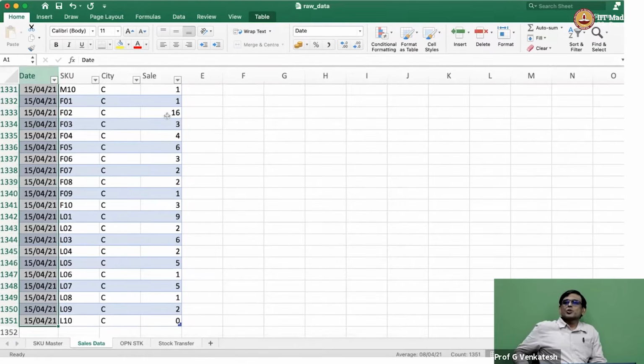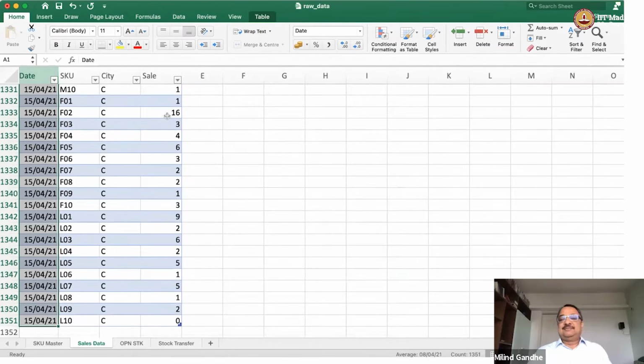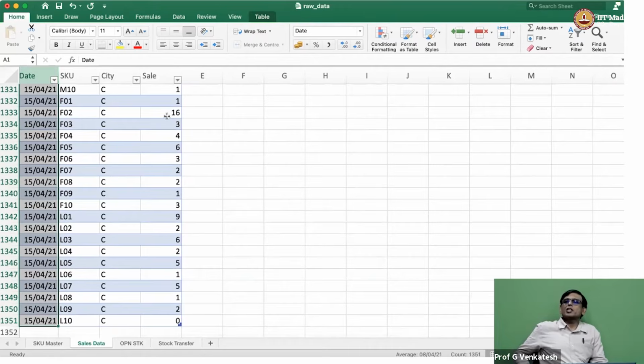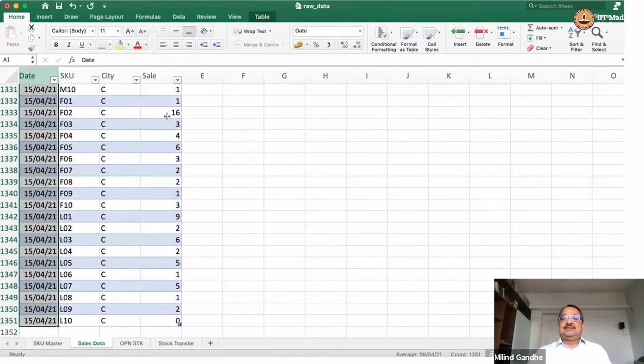We have 30 SKUs and 15 days. 15 into 30 is 450, multiplied by the cities: Chennai, Madras, Cochin, and Hyderabad. 450 into 3 will be 1,350. Correct. And how many do we have? We have 1,351.